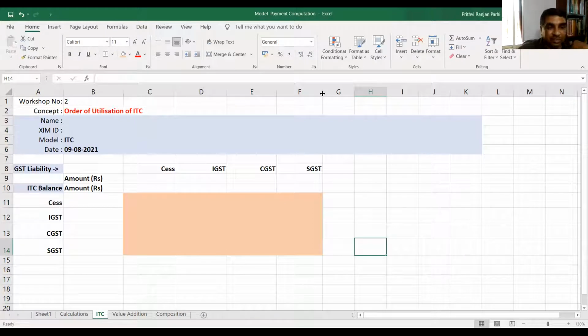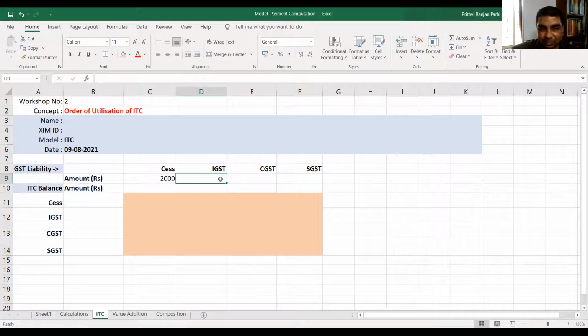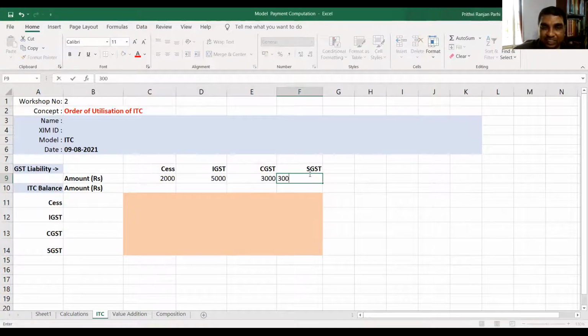Yes, sir. Okay. Now you see, GST liability I'm showing here. This much is my GST liability. Let us say, for example, I'm writing here 2,000 rupees sales liability. IGST liability, any amount you can say, let us say 5,000 rupees. CGST liability, let us say 3,000 rupees. SGST liability again 3,000 rupees.